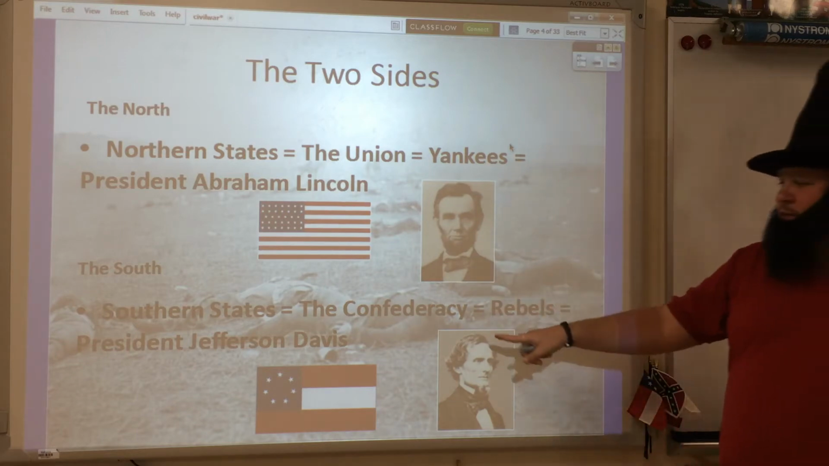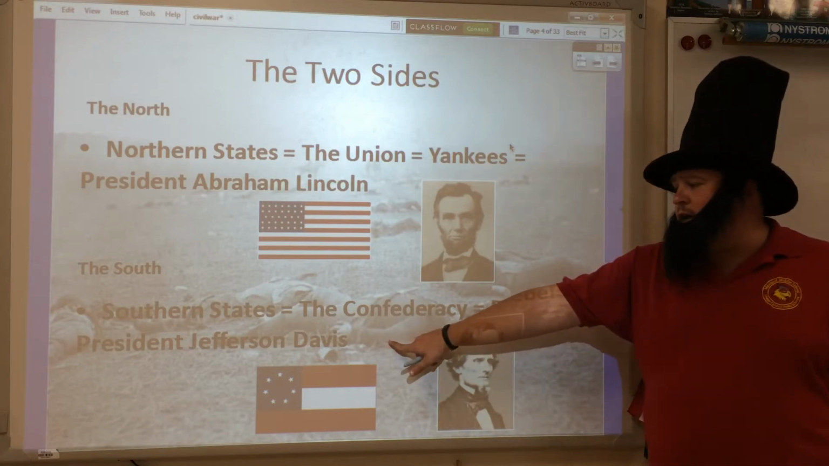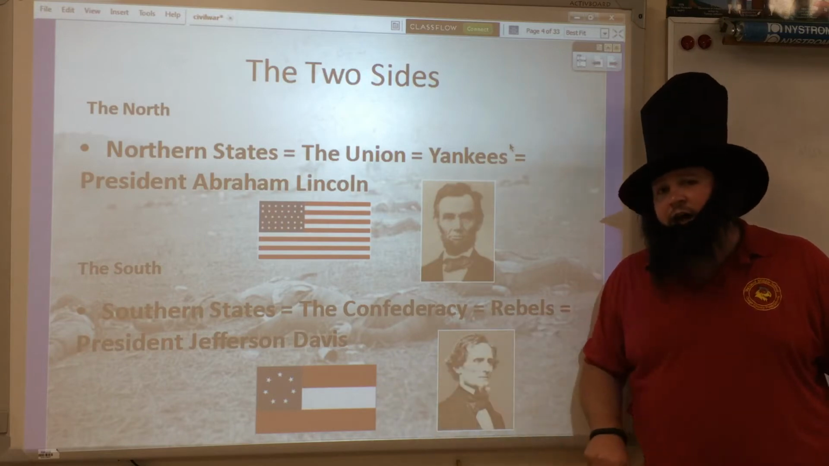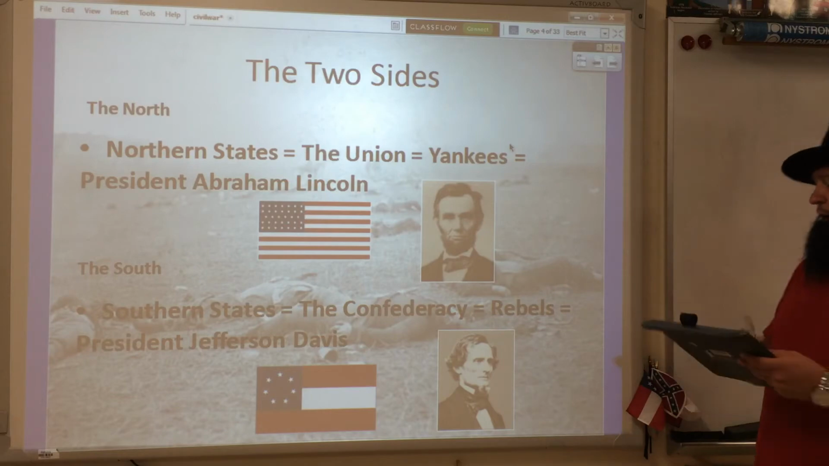The South, the southern states, the Confederacy, sometimes they're called the Rebels, and Jefferson Davis is the president. And there's the official Confederate flag. There's a bunch of other flags that we talked about in class, but that's the official Confederate flag.